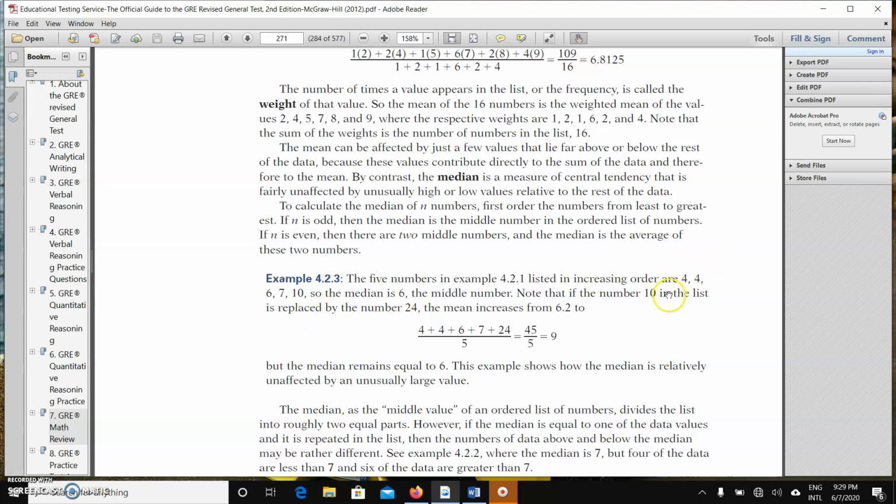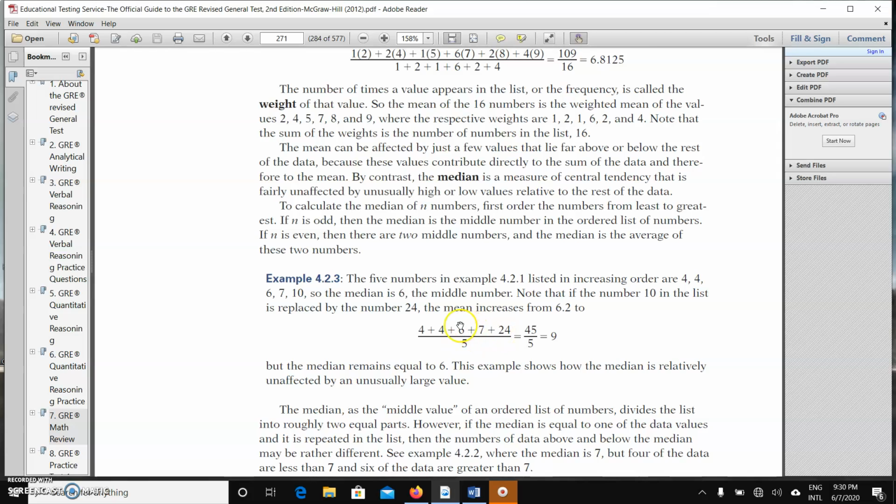So for you to calculate the median, you just need to count: 1, 2, 3, 4, 5. So there are 5 data. To get the middle number, you count from both ends: 1, 2, 1, 2. So 6 is in the middle. So 6 will be the median. That's all about that. And that's what they did here: 1, 2, 3. So this 3 is the median.